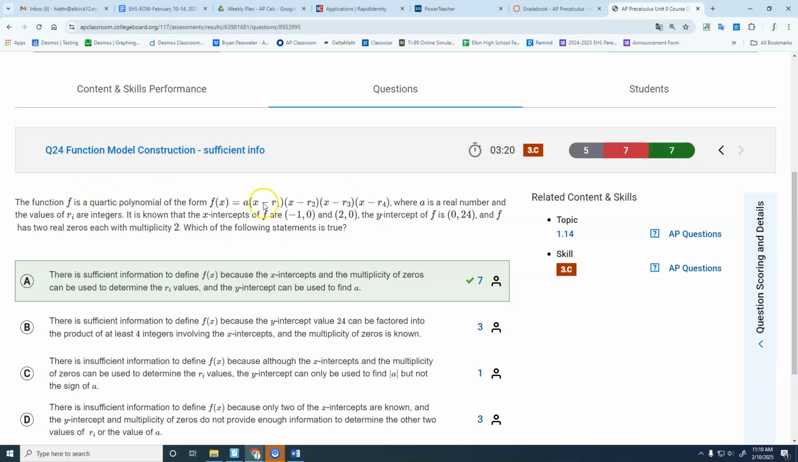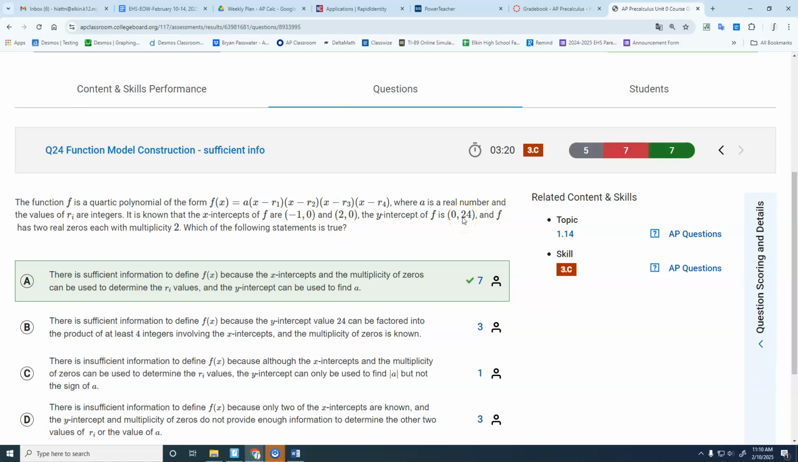here, they give you this form where you've got R1, R2, R3, R4. These are your zeros of the function. They tell you that you have 2 real zeros at -1, 0, and 2, 0. And they also tell you they each have a multiplicity of 2, right? So if that is the case, then you're going to have x plus 1, x plus 1, x minus 2, x minus 2. That gives you all of your R1 and R2 values right there.